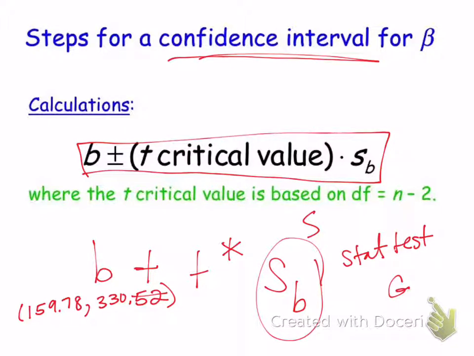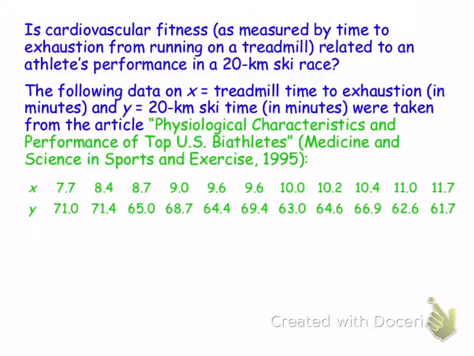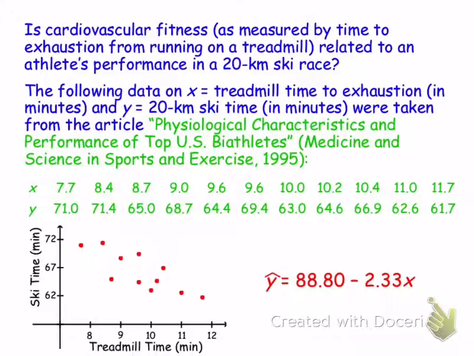But we'll do write-ups, like I said, next class, so don't stress too much. Just knowing how to run the test. Then we are blank % confident that the true slope of your context is between blank and blank. Gonna skip that part.